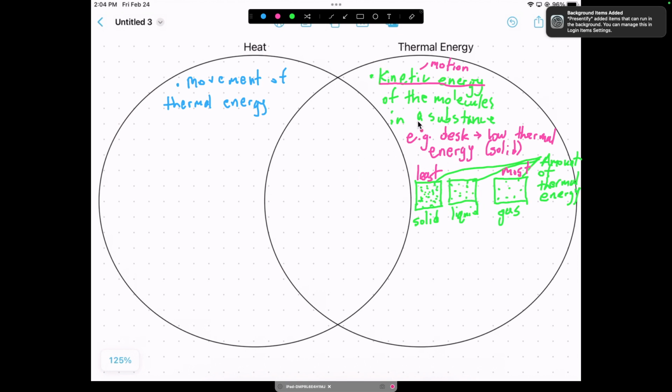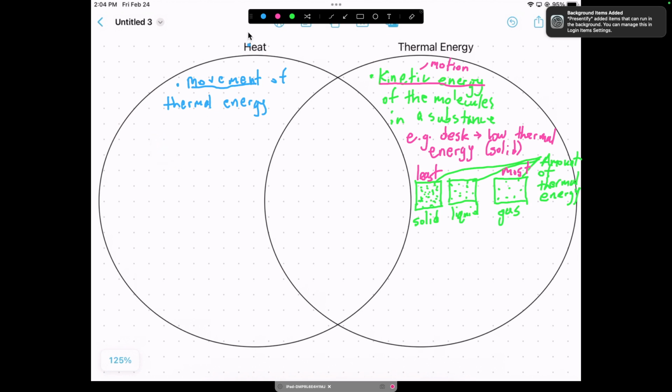What are the molecules doing? How much energy do they have? And as a result, what kind of state of matter are they in? And then let's bring that back over. So when we're talking about movement or transfer of thermal energy, we're talking about sharing that energy with another substance. So it's going from, for instance, from one substance to another.